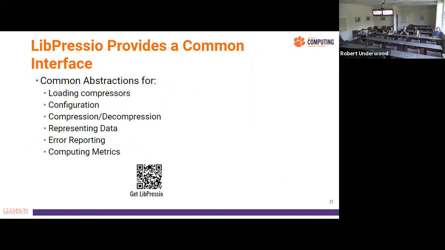So over the course of my dissertation, I developed a library called LibPressio that provides a common interface for compression. It handles loading the compressors, configuring them, compressing and decompressing, representing data, reporting errors that occur during the compression process, and computing metrics upon that data in an efficient way.